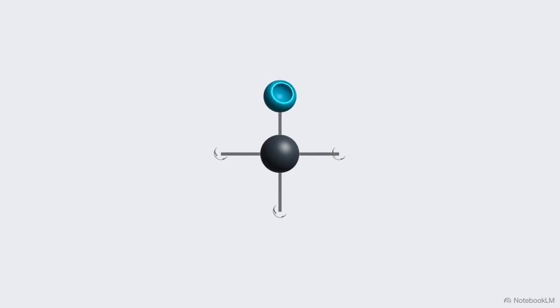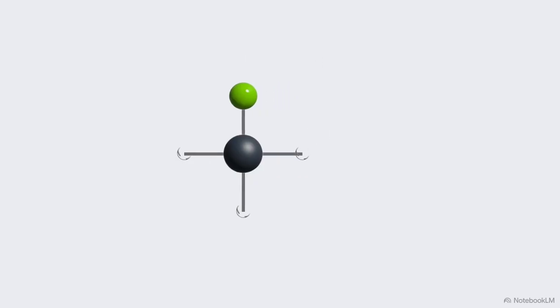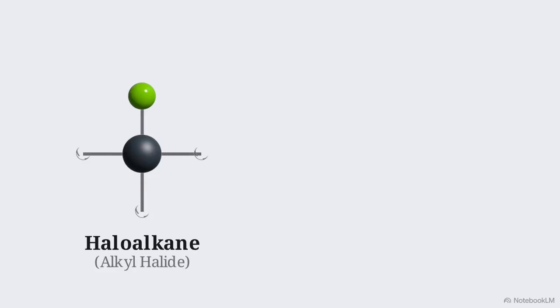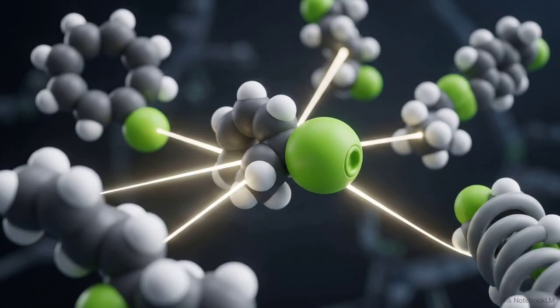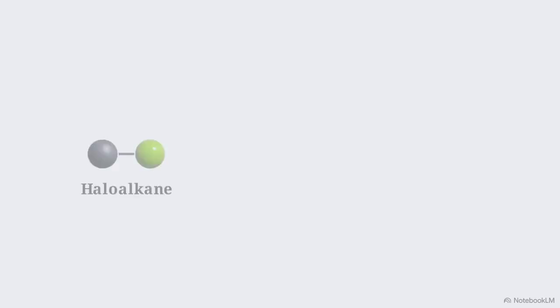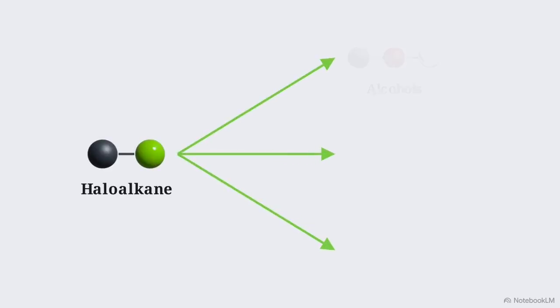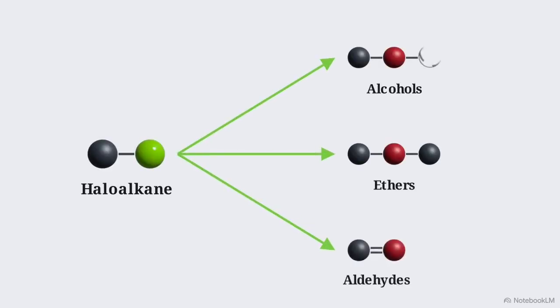If you remove a single hydrogen atom and replace it with a halogen, fluorine, chlorine, bromine, or iodine, you completely change the molecule's behavior. If you make this swap on a straight carbon chain, you get a haloalkane. If you swap it onto an aromatic ring, like benzene, you create a haloaryne. This single atomic change acts as a versatile bridge, providing the reactive starting point needed to synthesize more complex families like alcohols, ethers, and aldehydes.